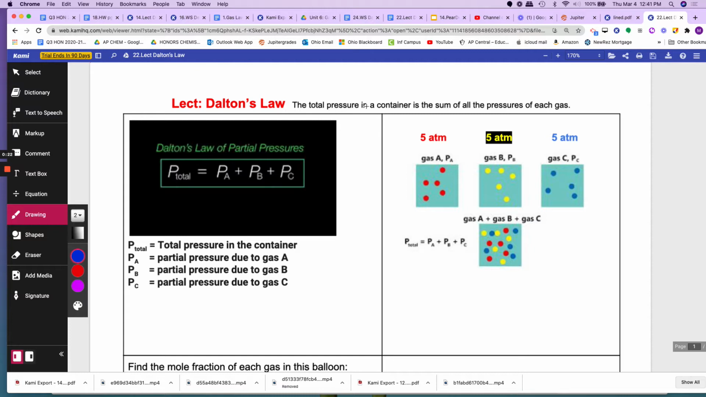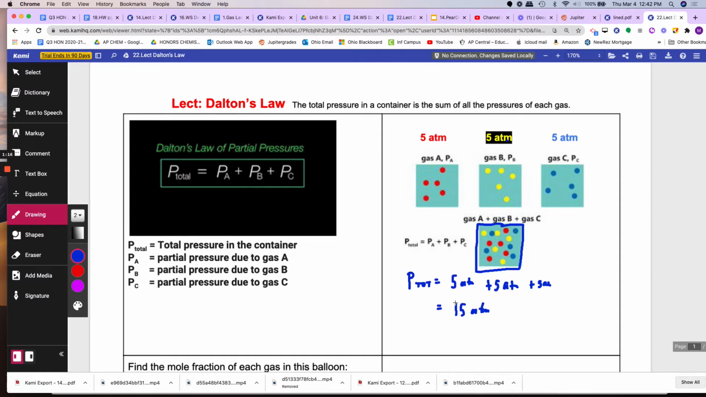It says that the total pressure in a container is the sum of all the pressures of each gas. For example, if this is gas A, and all these gas molecules exert a pressure of 5 atm, gas B, the yellow dots, exert a pressure of 5 atm, gas C exerts a pressure of 5 atm. Of course, those numbers could be different, but in this case, it's just the same. The total pressure, when you combine all those gases into this container, would be equal to P total. It would be equal to the pressure of A, which is 5 atm, the pressure of B, which is 5 atm, the pressure of C, which is 5 atm. So the total pressure is 15 atm.